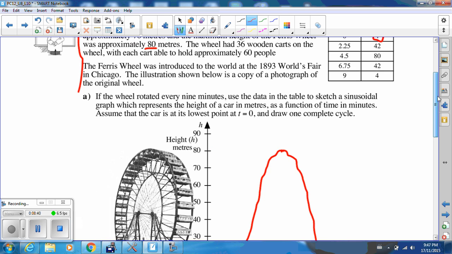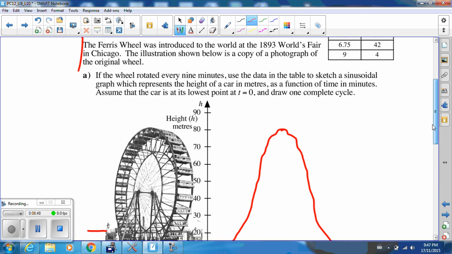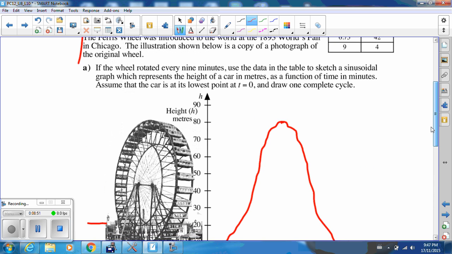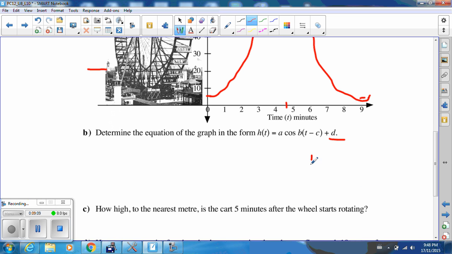Determining the equation in this part, I'm going to go, okay, well, always start with our D. My midline here from 80 to 4, 80 plus 4 is 84, divided by 2 is 42. So my midline here is going to be at 42. And again, those formulas are really handy if you're the kind of person that likes formulas. Max plus min divided by 2. So that's my D value, 42. Similarly, my A value is max minus min divided by 2. So 80 minus 4 is 76. 76 divided by 2 is 38.